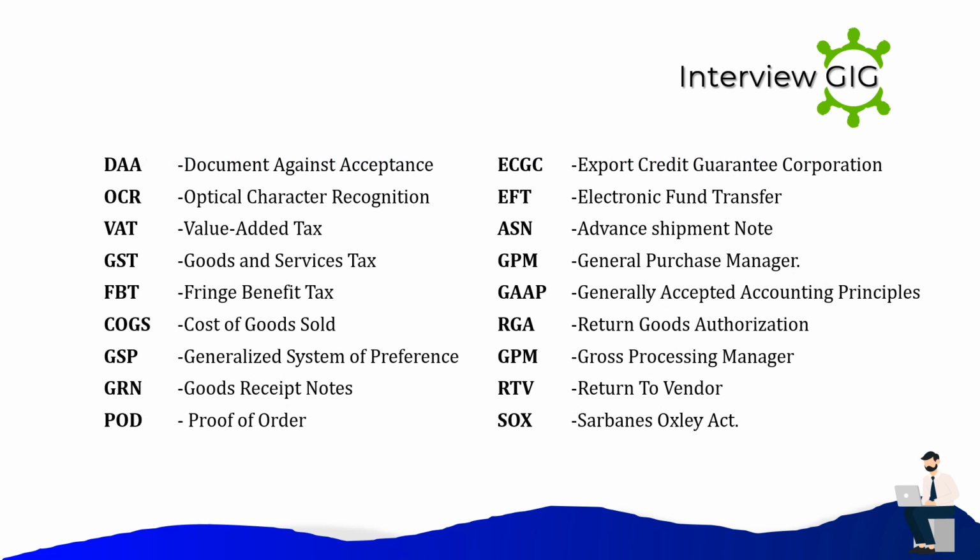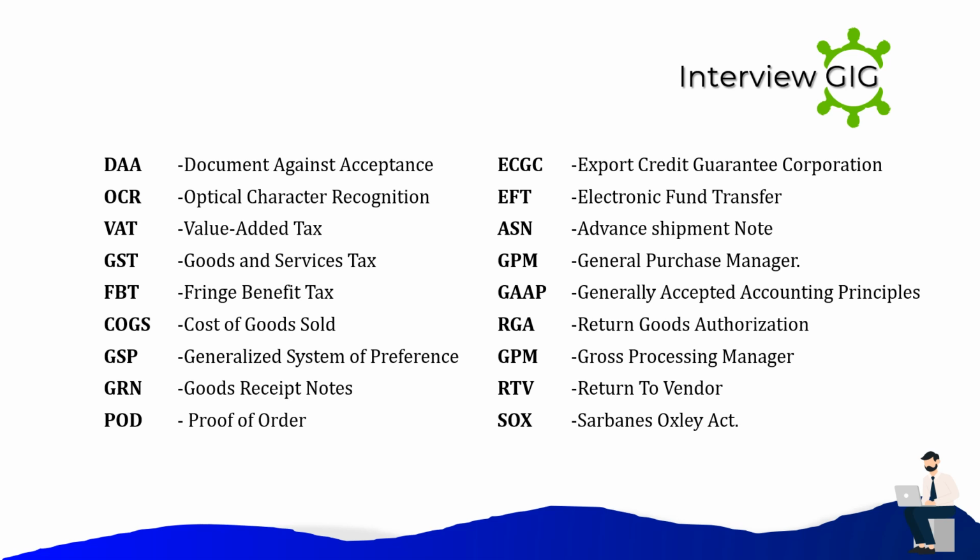DA: Documents Against Acceptance. OCR: Optical Character Recognition. VAT: Value Added Tax. GST: Goods and Services Tax. FBT: Fringe Benefit Tax. COGS: Cost of Goods Sold. GSP: Generalized System of Preferences. GRN: Goods Receipt Notes. POD: Proof of Delivery.